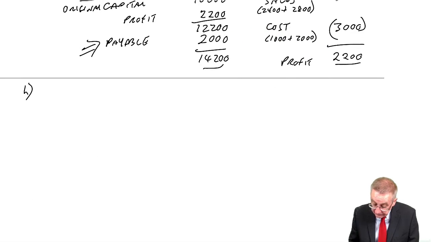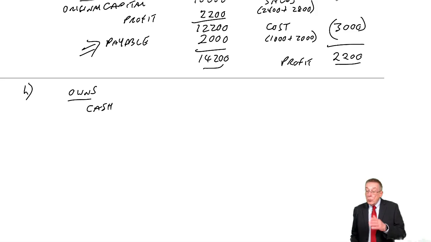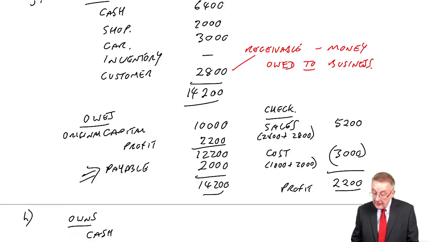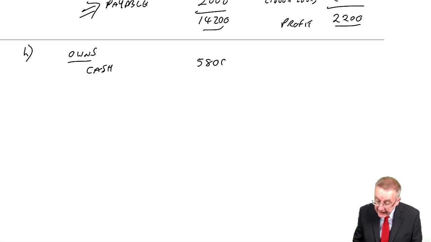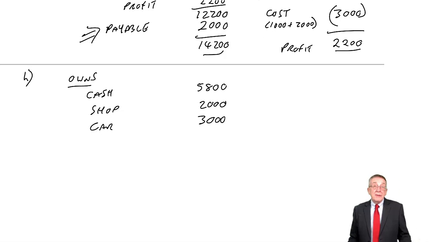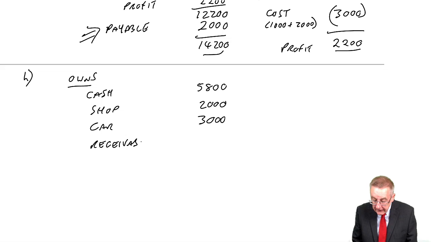So let's go through yet again. What do we own? Well, we've just paid some cash, so the first effect is the cash will fall. It was 6,400. If it goes down by 600, this payment, the cash falls to 5,800. We've still got the shop, 2,000, and the car, 3,000. We've no inventory, so I won't show it. We don't normally list 0 items. But we do still have the receivable. That customer still owes us 2,800.